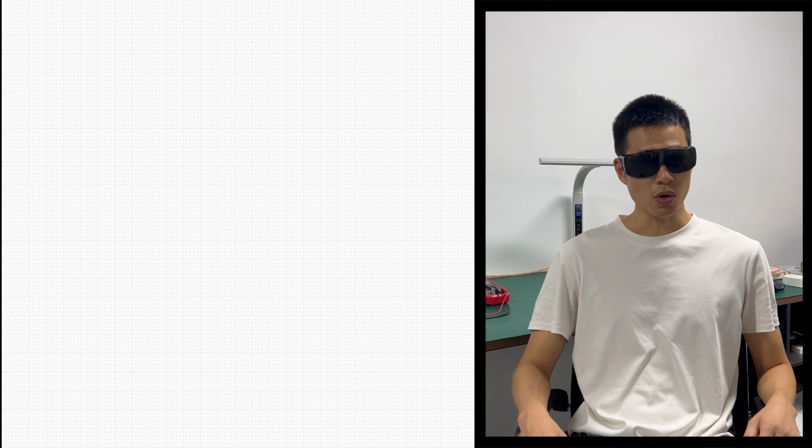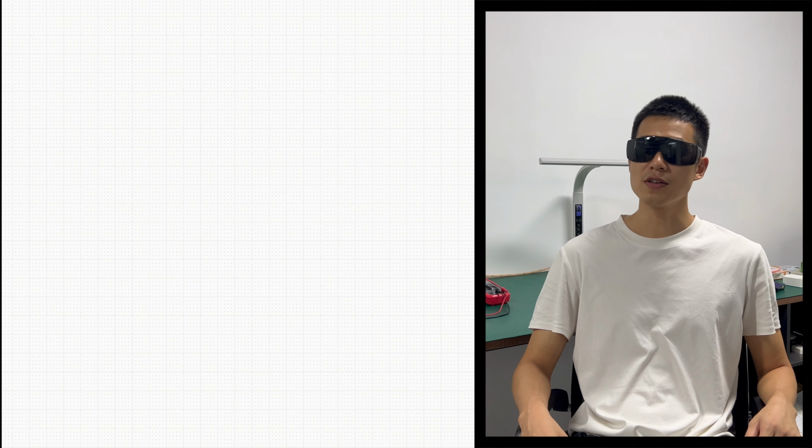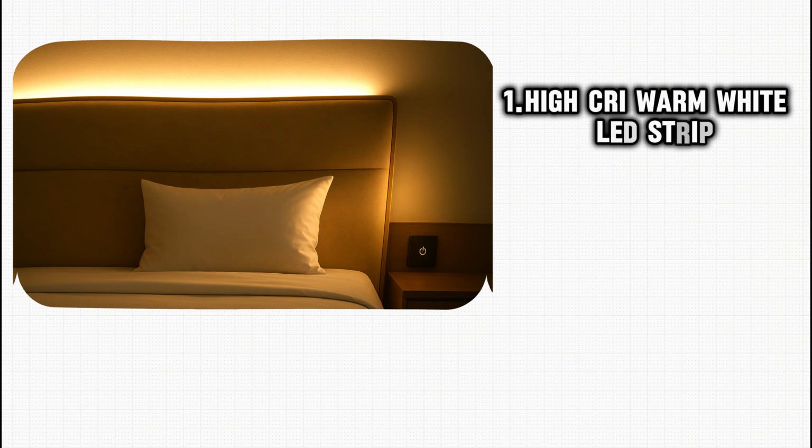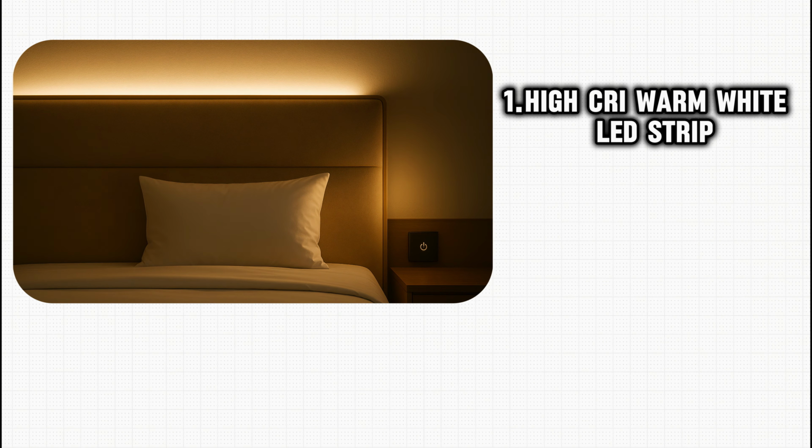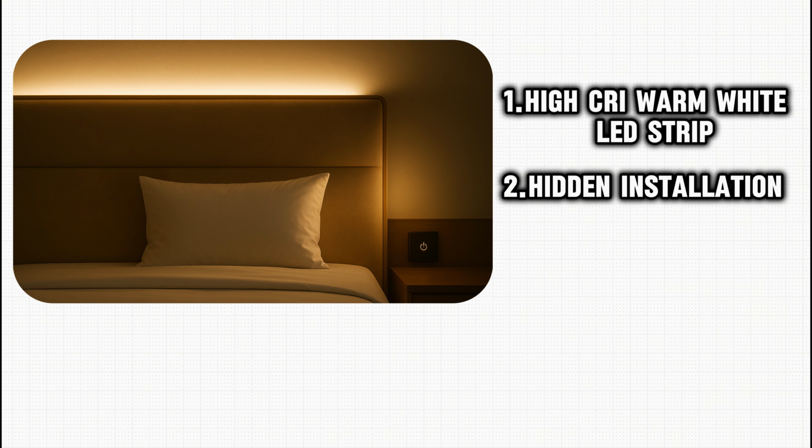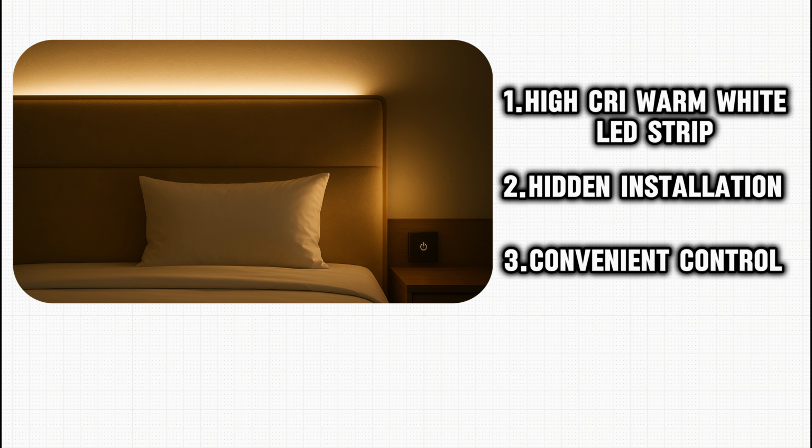In summary, the key to the headboard light strip in the hotel is to choose a high-CRI warm white light strip, install it discreetly, and pair it with convenient control. This can both enhance the guest room experience and add to the hotel's design sense.